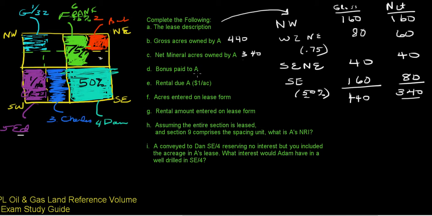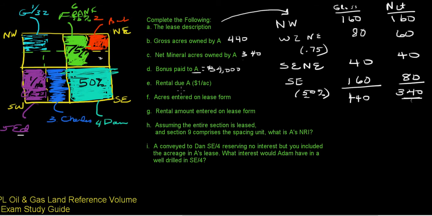So what is the bonus that we're going to pay to A? And what did they say the bonus was? $100 an acre. So we're going to pay a bonus on the net acres. So 340 times 100 is going to be $34,000. We pay on the net.